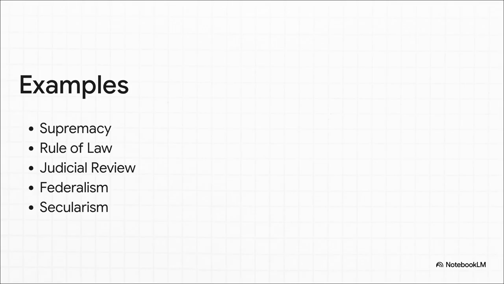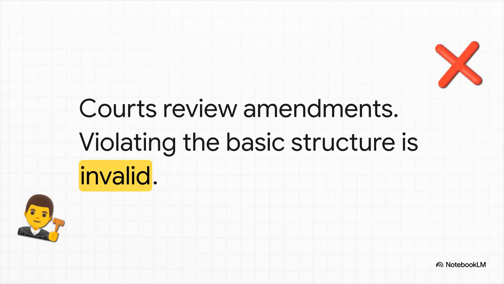Directly following your case box, you will provide the examples of basic structure: supremacy of Constitution, rule of law, separation of powers, judicial review, federalism, secularism. Present these exactly as a crisp, bulleted list. Let them breathe on the page. All right, your second limitation point is judicial review. Write this verbatim. Courts can review constitutional amendments. If an amendment violates the basic structure, it is invalid. Once written, heavily underline judicial review in the exam hall. Doing this shows total mastery of the court's institutional checking power.